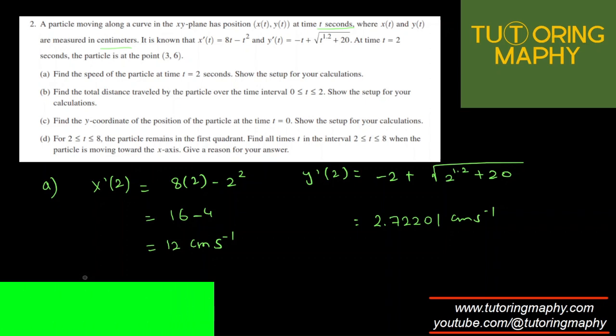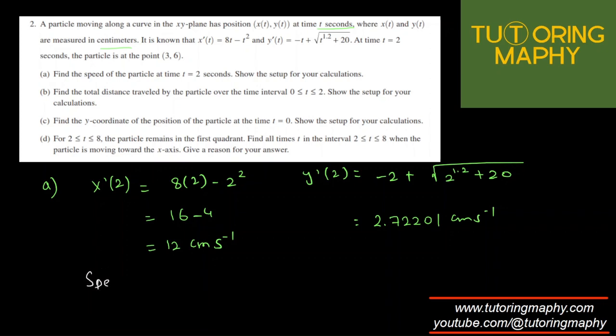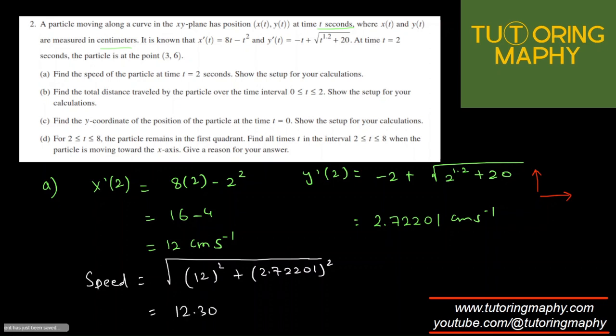And we know that x and y directions are at 90 degrees. So we're going to say that the speed at 2 is going to be using the Pythagoras theorem, because like I said, these two are at 90 degrees. So the magnitude of the two vectors which are at 90 degrees, where x is over on the right and y is upwards, is given by square root of the x velocity squared plus y velocity squared, which is this over here. So this value comes out as 12.305 centimeter per second up to 3 decimal places. That is the answer to part A.